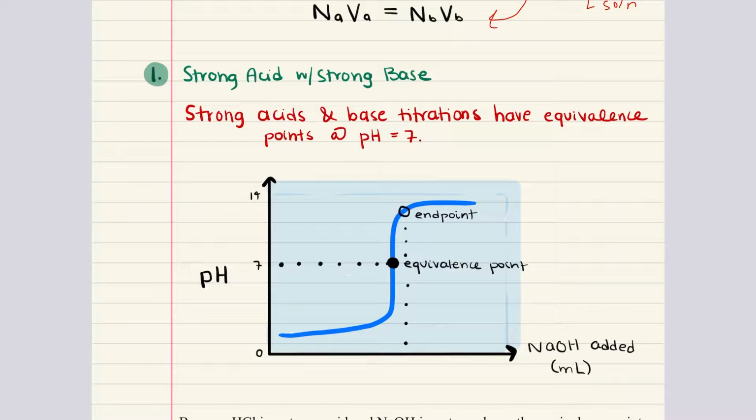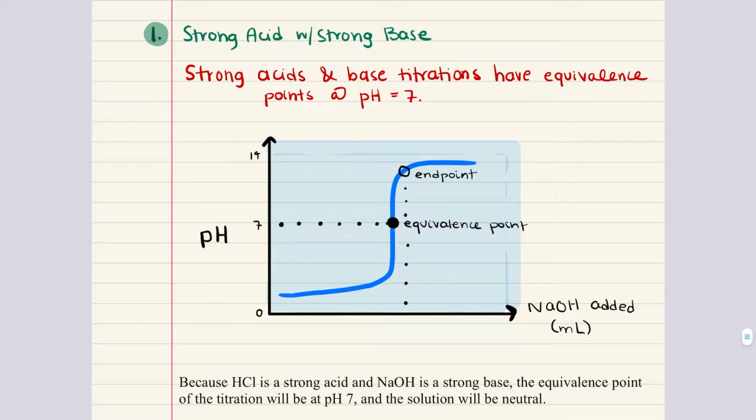Weak acid, weak base titrations, although possible, are rarely performed due to their inherent limitations. The pH curve for a titration between a weak acid and a weak base tends to lack the sharp inflection that's typically seen at the equivalence point in titrations involving strong species. And this makes it difficult to precisely identify the equivalence point, which can lead to less accurate results. Nevertheless, we're going to cover different titration types, starting with strong acid with a strong base.